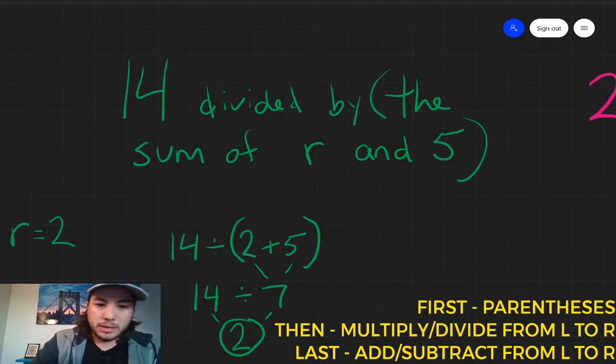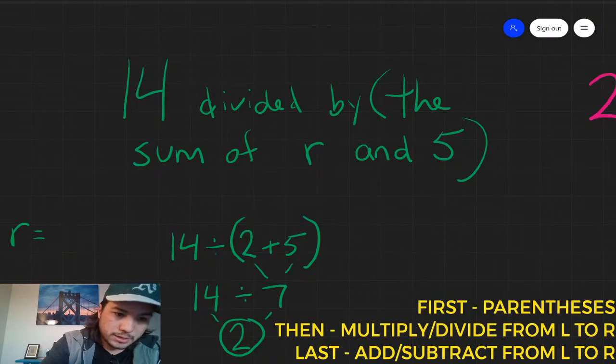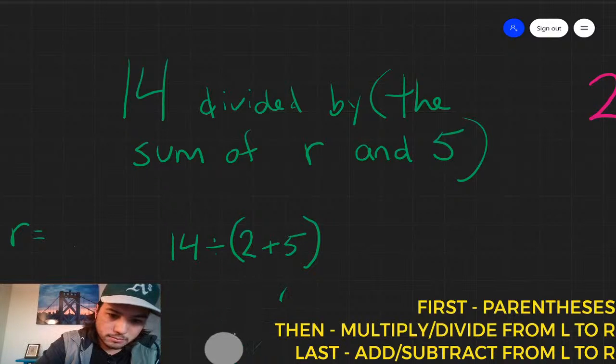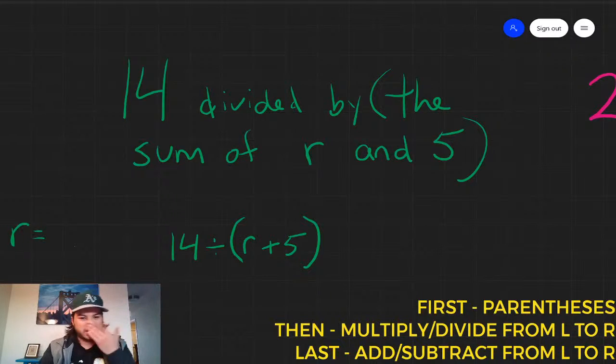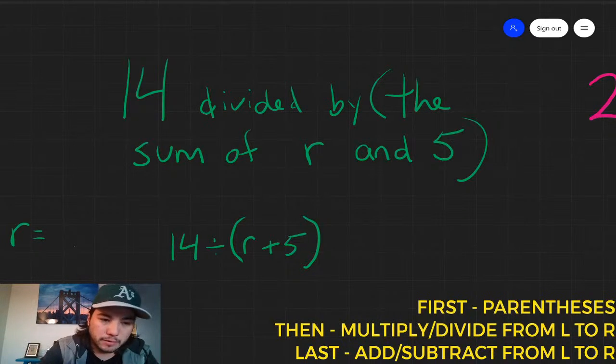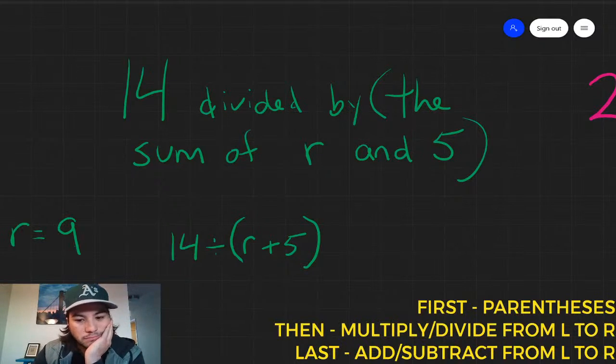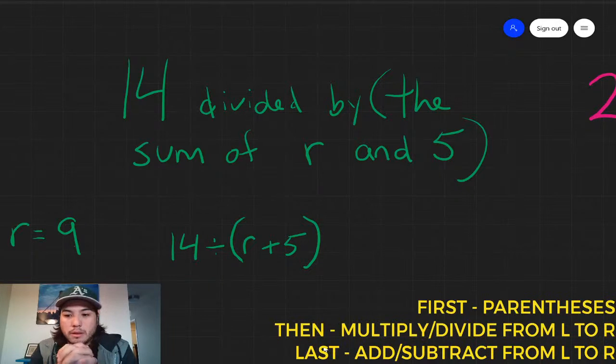Okay, so let's pick a different value for r. Let's reset here. Back to 14 divided by r plus 5. Okay, let's pick a different value. Let's go with r equals, I'm trying to think of something where we won't need fractions. R equals 9. Okay, now substitute a 9 for the r, and then simplify.